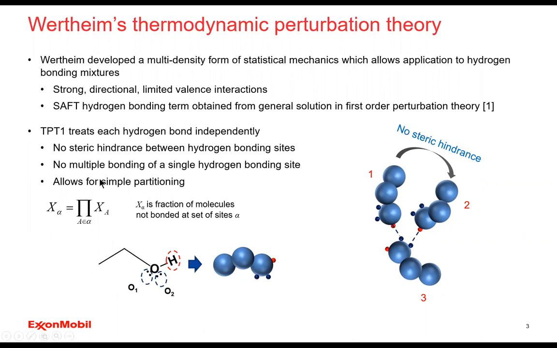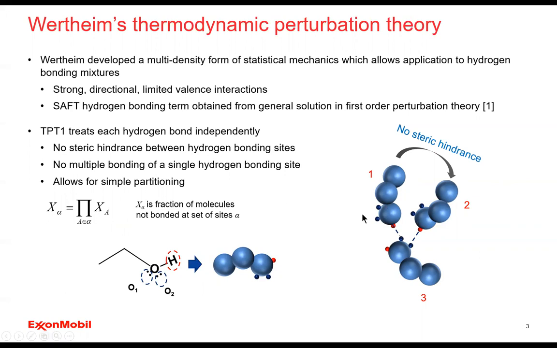Now, the generality of the TPT1 result is obtainable because within TPT1, you assume that each hydrogen bond does not interact with other hydrogen bonds on the molecule. So if each hydrogen bond is treated independently, then you cannot include second order effects like steric hindrance between hydrogen bonding sites, and also, for instance, no multiple bonding of single hydrogen bonding sites.